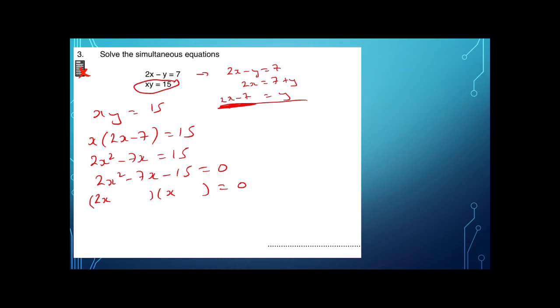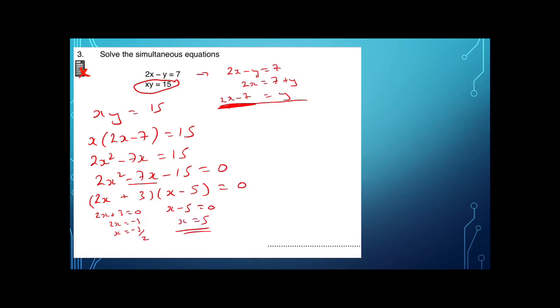Just got to choose wisely. Yeah, 5 and 3 there. It's negative 5, because that gives us negative 10, add 3, which gives us the negative 7 in the middle. Okay, so from here, 2x plus 3 is equal to 0, 2x is equal to negative 3, x is equal to negative 3 over 2, and x minus 5 is equal to 0, so x is equal to 5.